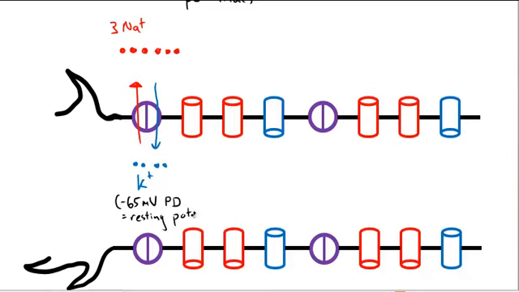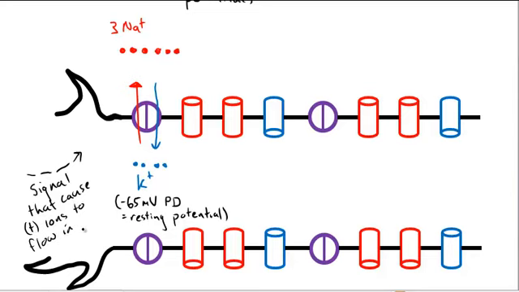So I'm drawing right now inside the neuron. Okay. If a signal comes along that's received by the dendrite, that causes positive ions to flow in, such that we increase to negative 40 millivolts, we will reach what's called the threshold potential.